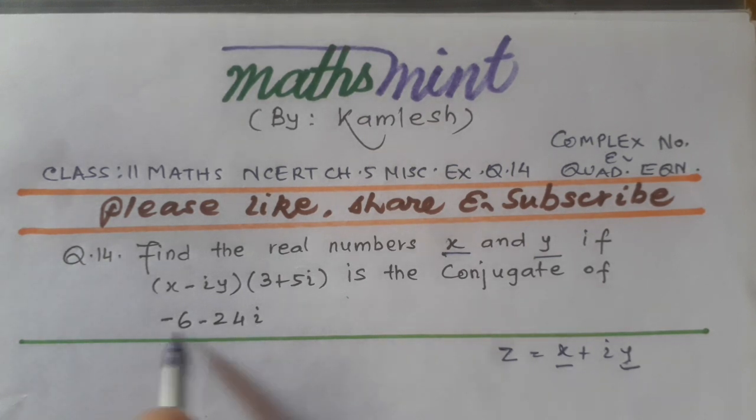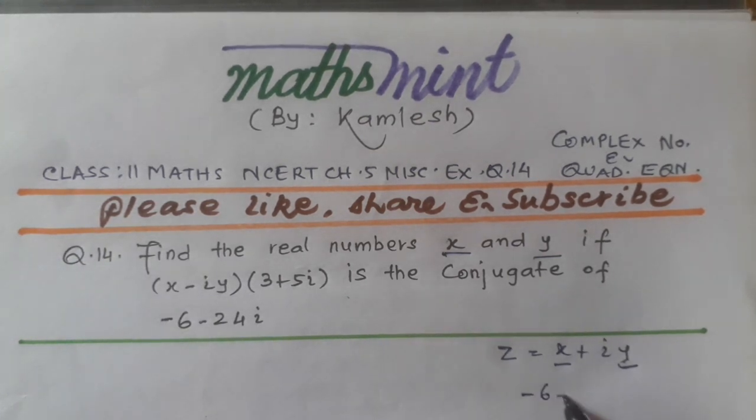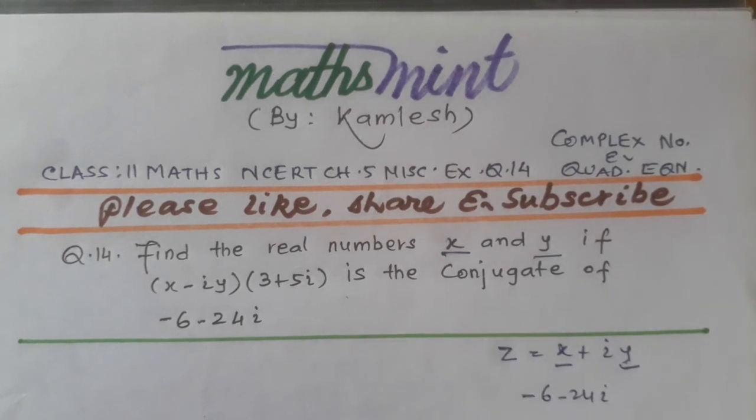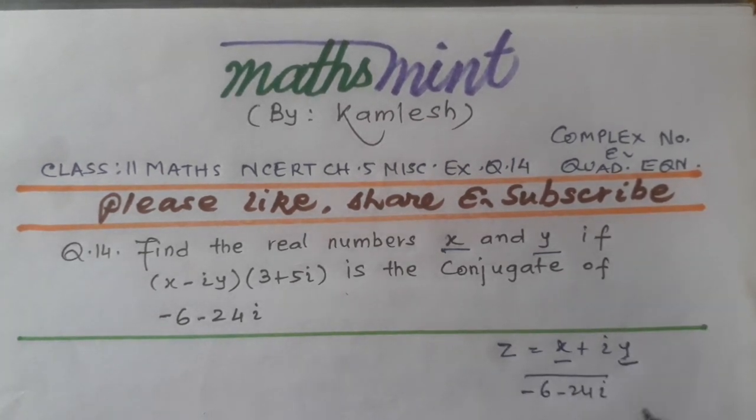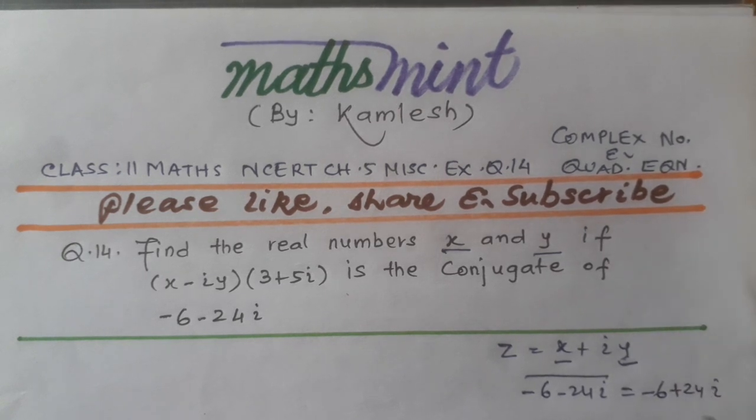Conjugate means having the bar over it, minus 6 minus 24 iota. If it is a conjugate, the real part will not change, it will be minus 6. Only the imaginary part, meaning the sign of the imaginary part, will be reversed, so it will be plus 24 iota. This is the meaning of conjugation, right?